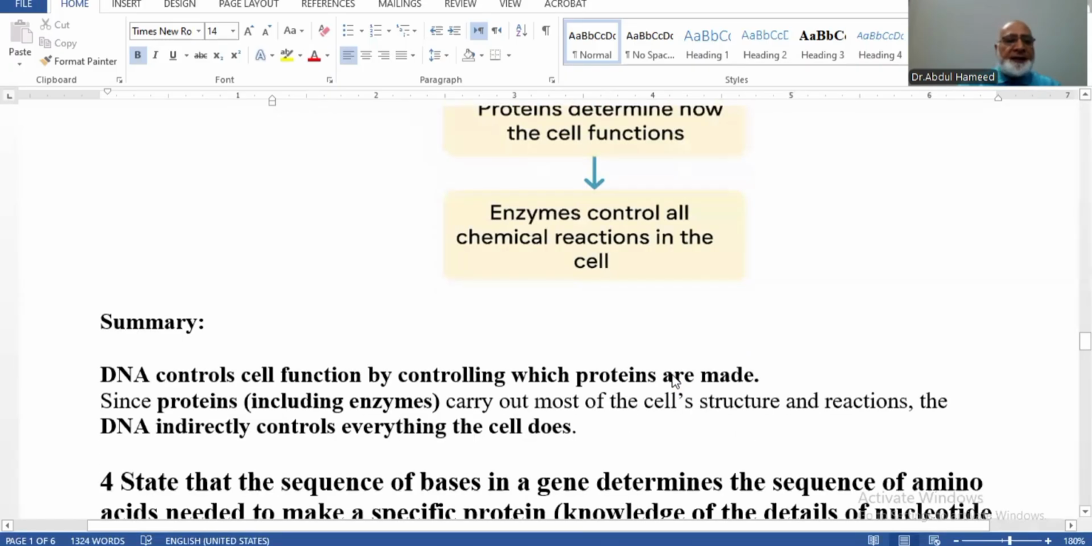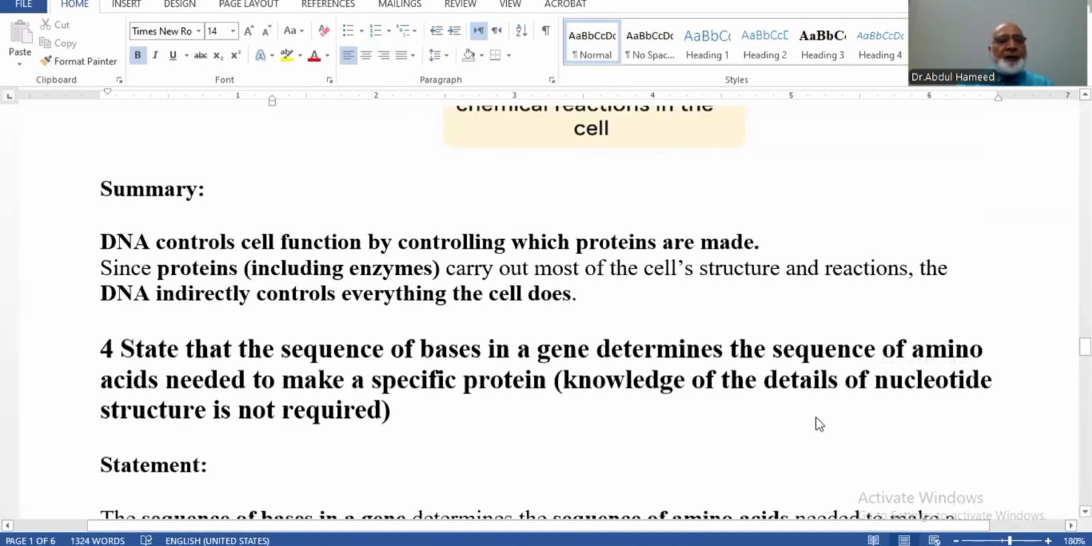So the summary is that DNA controls cell function by controlling which proteins are made, and since proteins including enzymes carry out most of the cell structure and reactions, the DNA indirectly controls everything that the cell does.